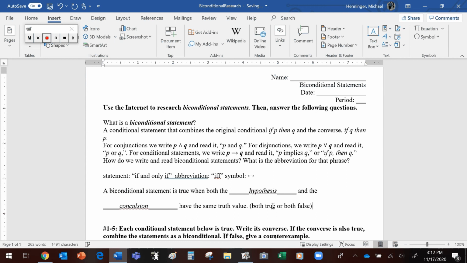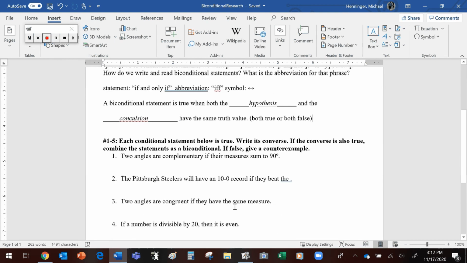Okay, but as long as they have the same truth value, then the biconditional statement is true. So each of these conditional statements down below are true. We want to write their converse, and if the converse is also true, then we want to combine the statements as a biconditional. If the converse is false, we want to give a counterexample. Okay? So two angles are complementary if their measures sum to 90 degrees.